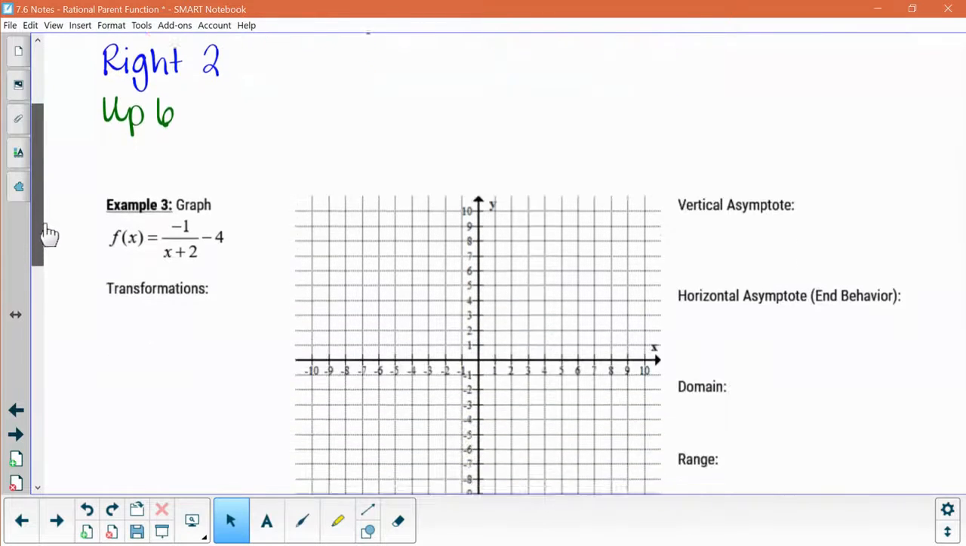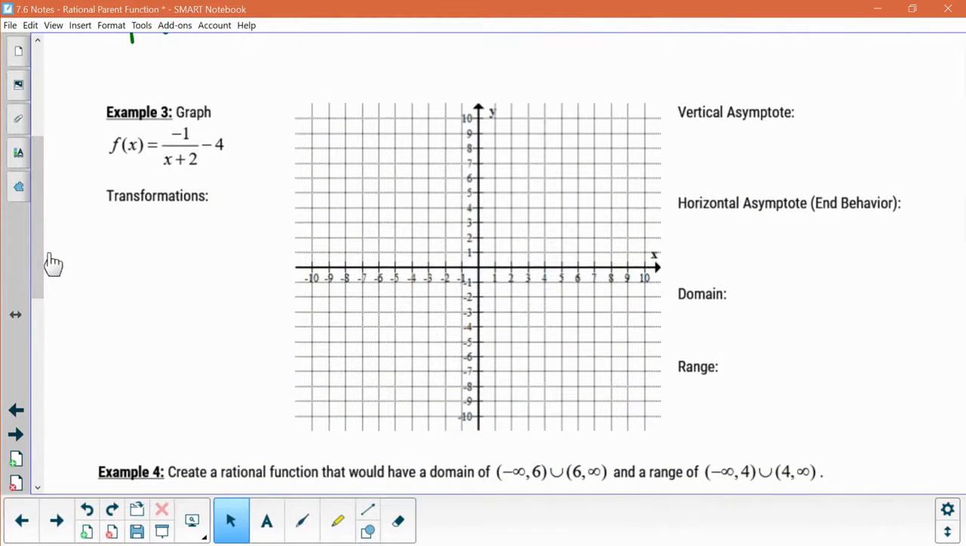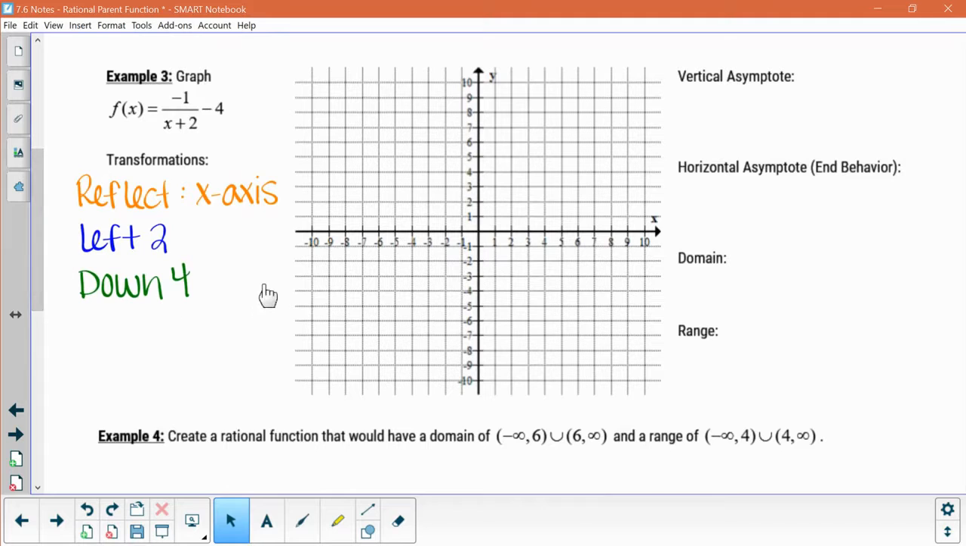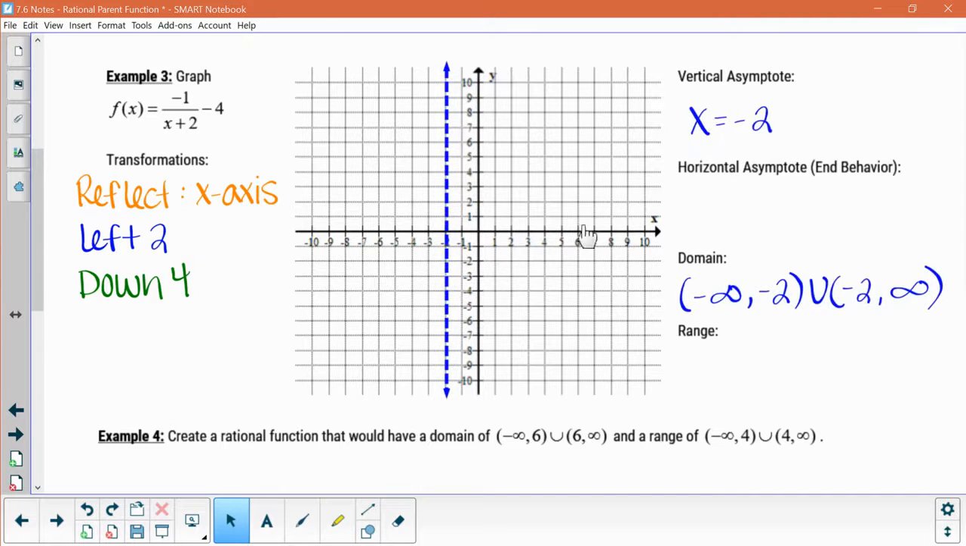So let's go ahead and graph one more time. I have my function f of x. I have a shift left or right, a shift up or down, but I'm also noticing a reflection. I have a reflection over the x-axis, a shift to the left 2, and a shift down 4. Remember, anytime we are graphing, we're always going to apply our shifts left, right, and up, down first. So my vertical asymptote is going to move to the left 2. There we go.